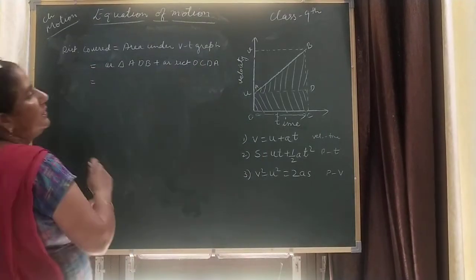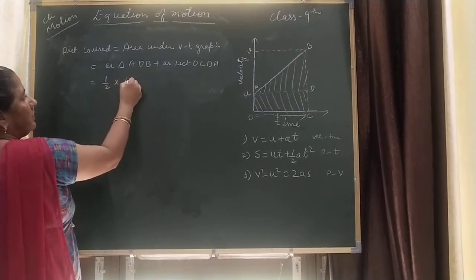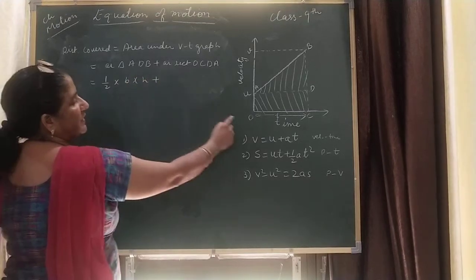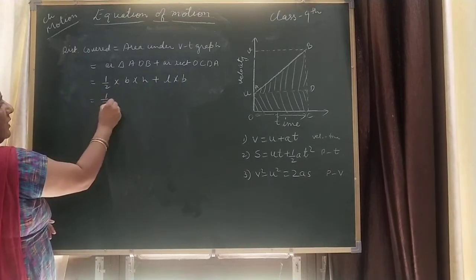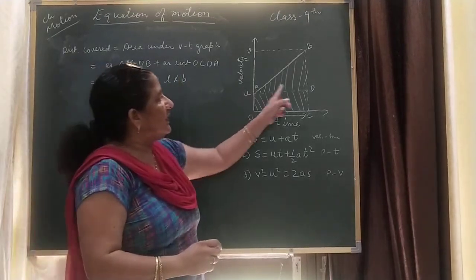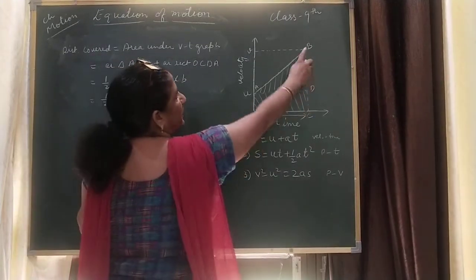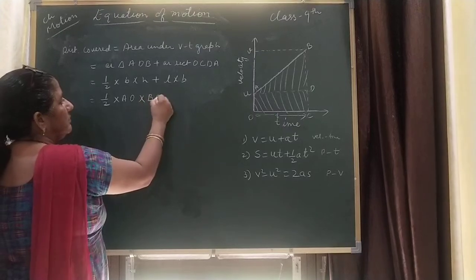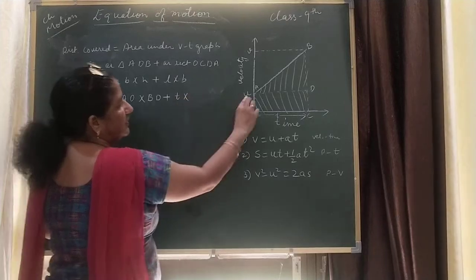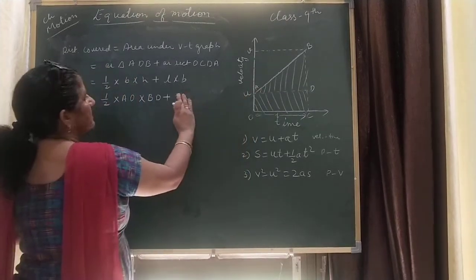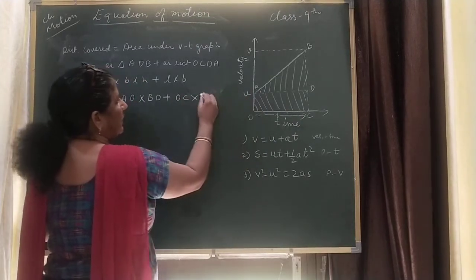Now the area of triangle ADB, you know, is half base into height, and the area of rectangle is length into breadth, which is equal to half into, now base is AD, into height is BD, plus length is OC into breadth is OA. Let me write here OC, OC into breadth is OA.